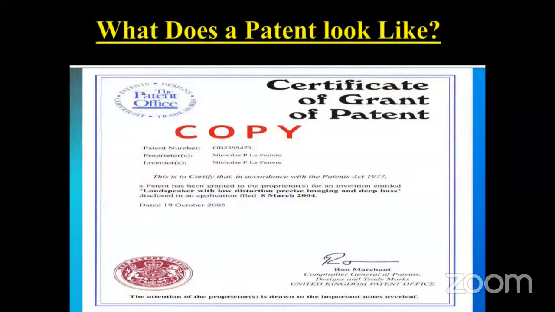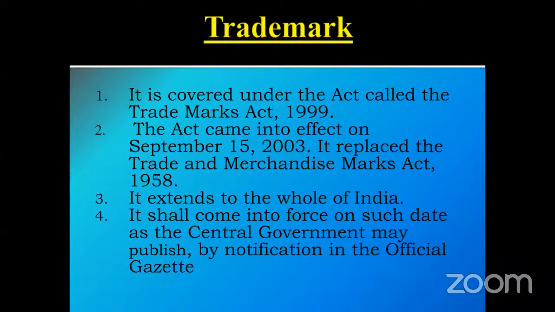See, this is the patent certificate. This is the grant of patent. This is how it looks like. The Patent Act. Once you get a patent, you will get a patent number for that patent.